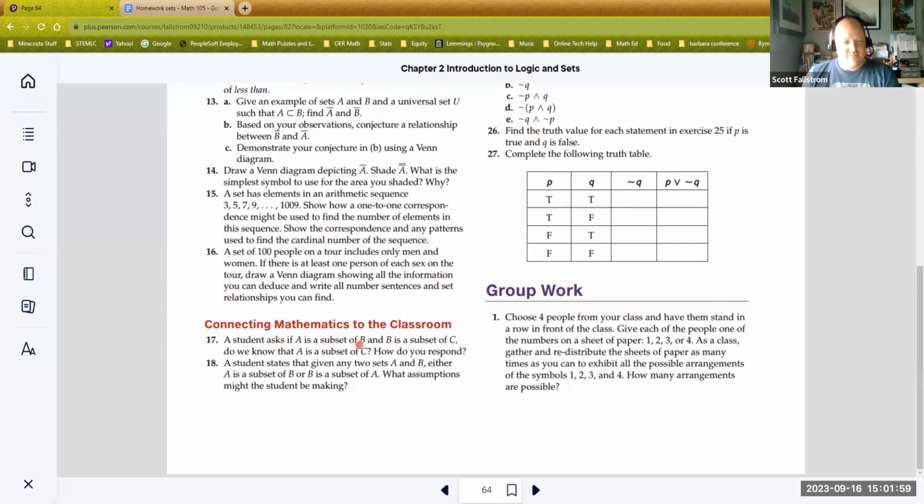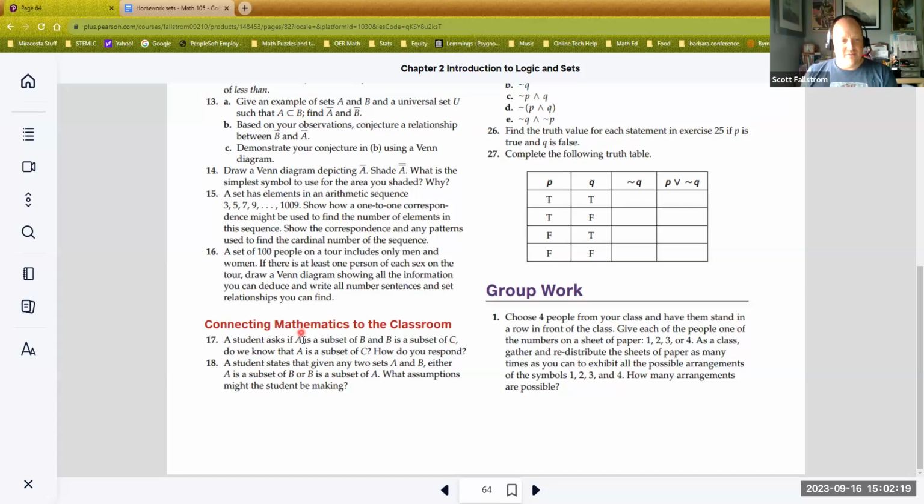A student asks, if A is a subset of B and B is a subset of C, do we know that A is a subset of C? Well, you've got to go to the definition. What does it mean to be a subset? If A is a subset of B, every element of A is in B, guaranteed. And now B is a subset of C, so every element of B has to be in C.